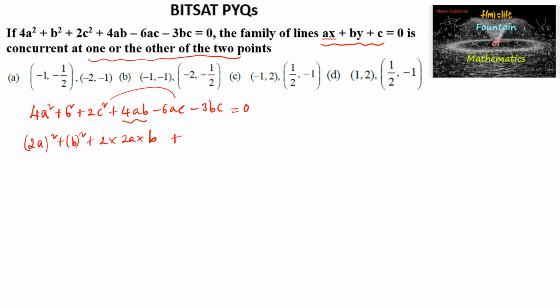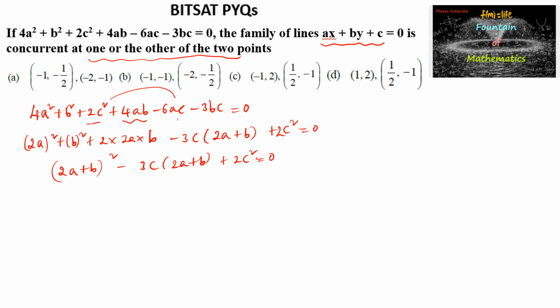and here we can write minus 3c, I can take common. So we can write 2a plus b, and again the last term is plus 2c square is equal to 0. So here we can write 2a plus b whole square minus 3c times of 2a plus b, and again plus 2c square is equal to 0.